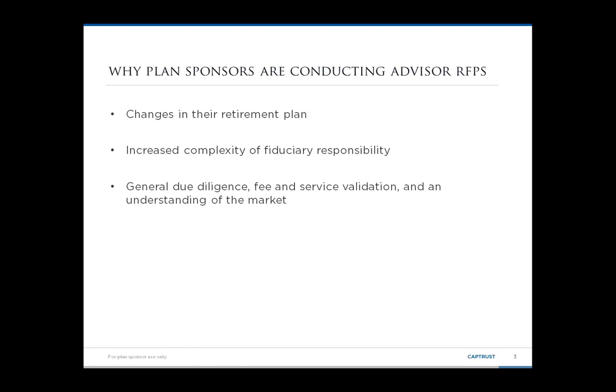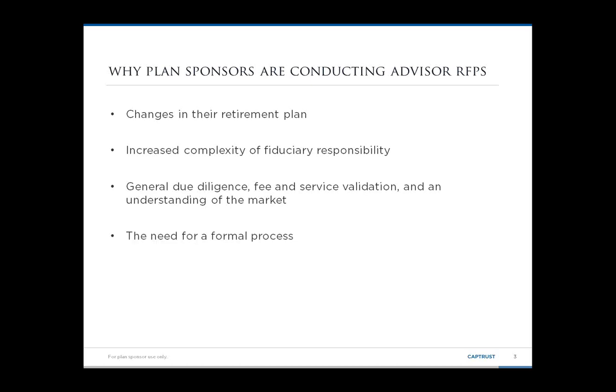Next, general due diligence, fee and service validation, and a general understanding of the market. For many retirement plans, the overall structure and size of their retirement plan has not changed, but they may have been with the same retirement plan advisor for more than 5 to 7 years. Many of you recently received your 408(b)(2) notices last year, but how many of you know if the number you're paying for advisory services is in line with the industry? With the increased activity in lawsuits and some of the recent verdicts going in favor of the plaintiffs, it's always good from a fiduciary perspective to understand the market and make sure your plan is in line.